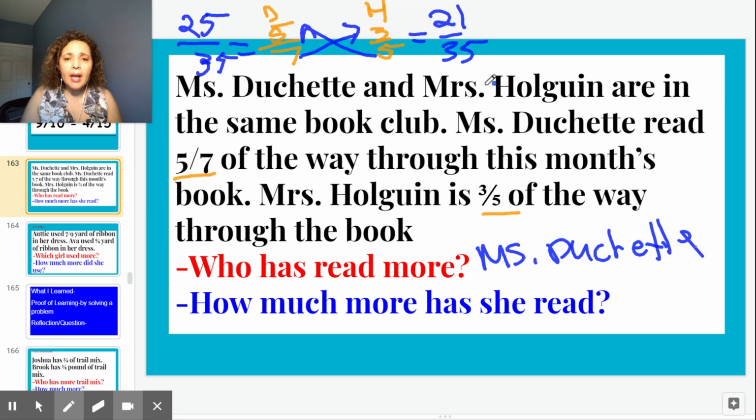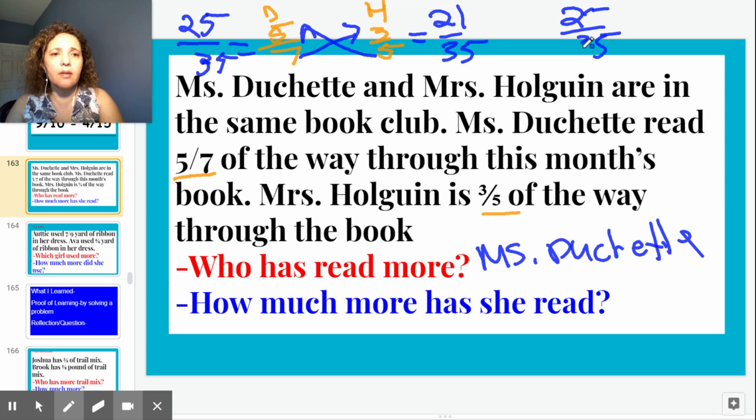And how much more has she read? So what do I have to do to figure that out? Subtract, right? So now I'm going to just simply subtract. I'm going to take the biggest number, which was 5/7. And since I already found a common denominator, I already have the numbers here, I'm just going to use that. I don't have to redo it. So I'm just going to do 25 out of 35 minus 21 out of 35.